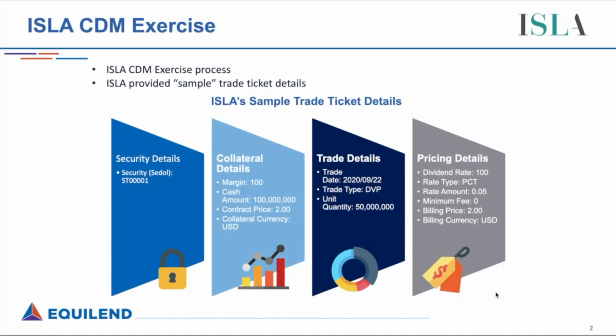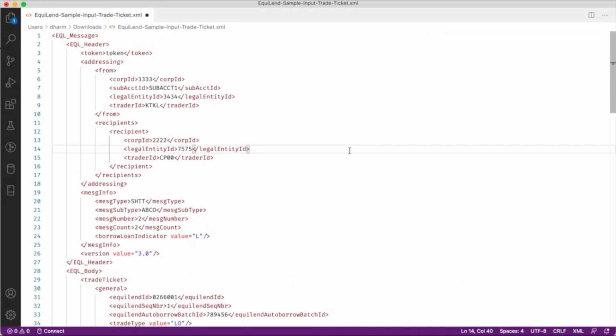And this next slide outlines the trade parameters provided by ISLA that we will be mapping to the CDM via the API. As you can see on this slide, this is a cash DVP trade for the indicated CDOL. The relevant pricing, collateral, and other trade attributes are detailed here in their respective boxes. These trade attributes were executed via the NGT venue, producing the NGT trade ticket shown here.